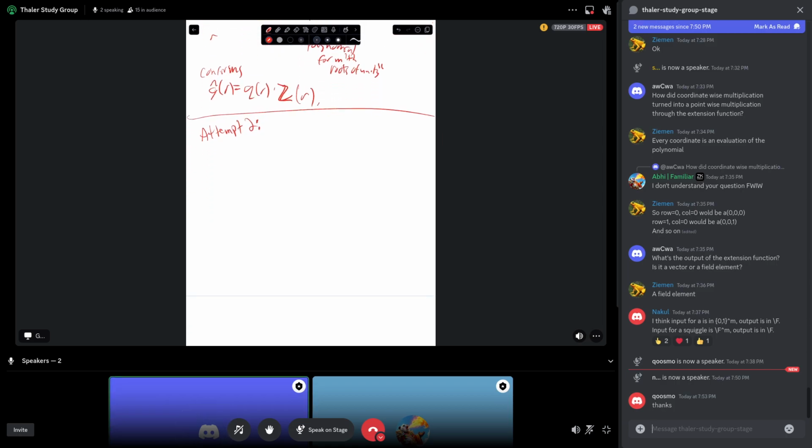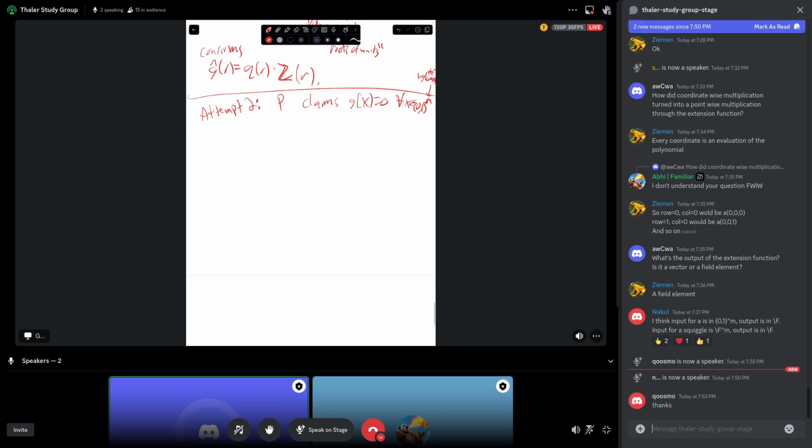Since there have been so many wonderful questions, let me remind everyone where we're at. The prover is claiming that g of x equals 0 for all x in {0,1}^m. Remember, little m is log of the number of constraints. And g of x is, as a reminder, little a twiddle of x times little b twiddle of x minus little c twiddle of x, where a was capital A times z, little b was capital B times z, and little c was capital C times z.